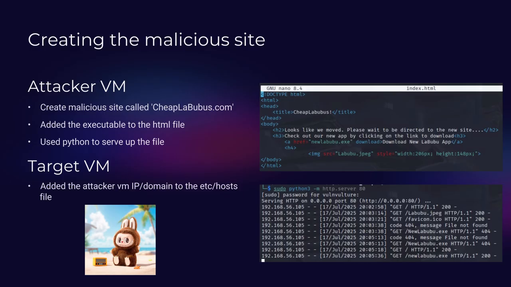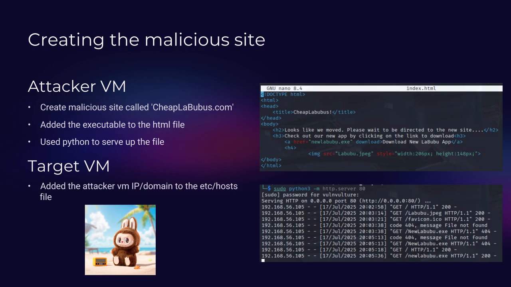I created the malicious site using HTML. I added the executable that was created in Sliver and used Python to set up the file. I kept it simple because I wanted it to look like it was redirecting you to another site. However, it doesn't. On the site as well, there's also a message displayed informing you of a new Lubu app. This is how the target is lured into clicking and downloading the malicious file.